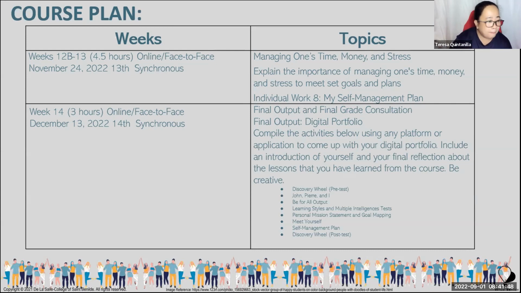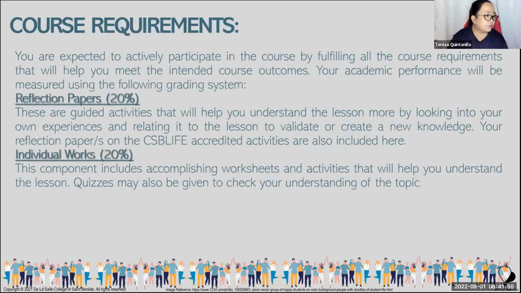Okay. Then for the course requirements, also for your grades, this is how we're going to grade you. So the reflection paper will be 20%. These reflection papers include our weekly activities and also the CSB Live accredited activities. When you attend your CSB accredited activities, you have to create a reflection paper.